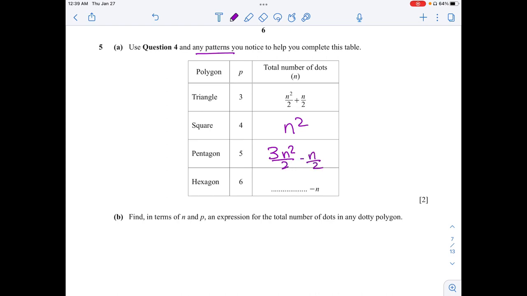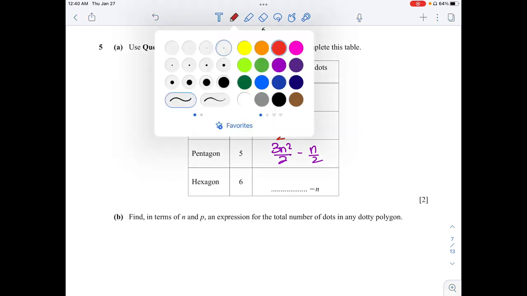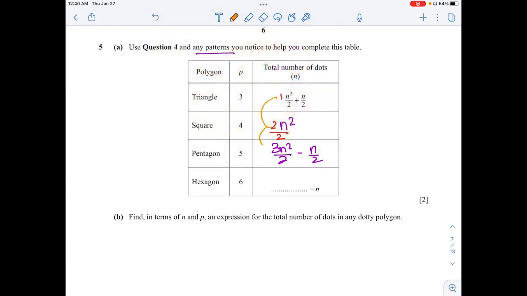How should I find out the pattern? So let me write much more neatly. So this was n square. This was 3n square upon 2 minus n upon 2. To find the pattern, this is 1n square upon 2. So this is 2n square upon 2. You can see the pattern over there. What is the pattern? 1 became 2, 2 became 3. So this has to be 4n square upon 2. So this blank has to be 4n square upon 2.